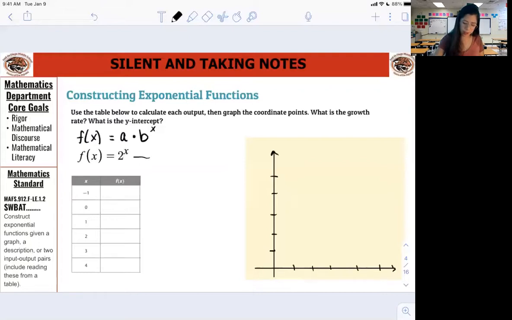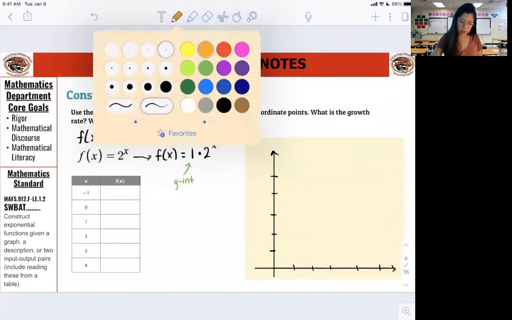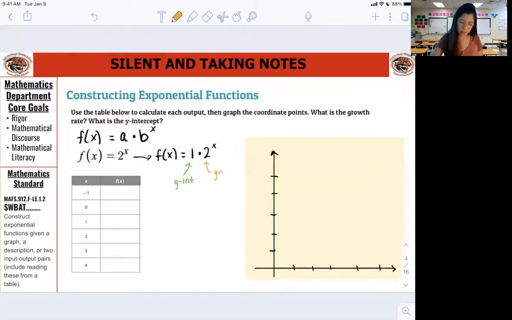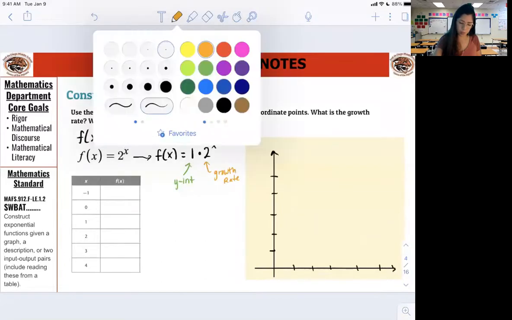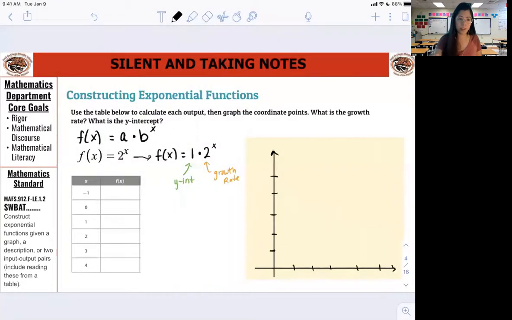So I can rewrite this as f of x equals 1 times 2 to the power of x. So now I know what my y-intercept is. 1. Good. My y-intercept is 1, and my growth rate is 2. Okay, that's great because I can put my y-intercept onto my table right away because I know that it's 1. So when x equals 0, y is 1. So I can put that in.